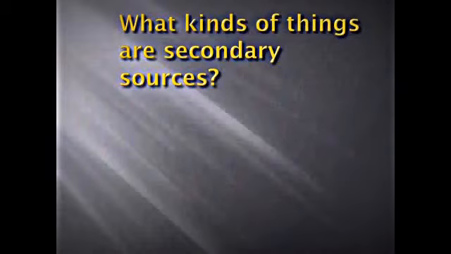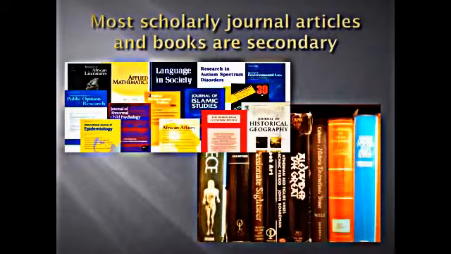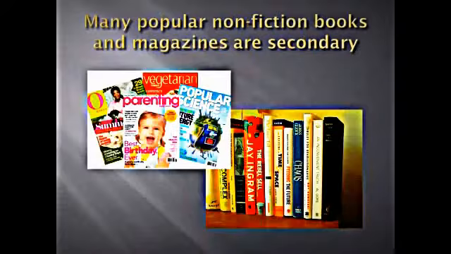So now that I've talked about primary sources, secondary and tertiary sources are going to be easy. Scholarly journal articles and scholarly books are usually secondary sources. They use the primary sources as evidence. They also refer to other secondary sources for context and to back up their points. Some popular magazine articles and non-fiction books are also secondary sources for the same reasons.